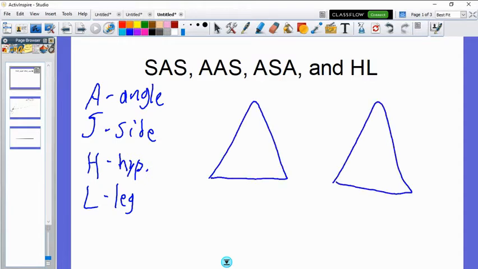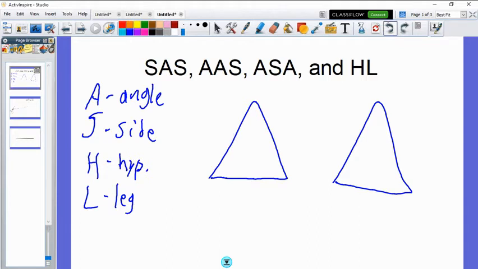So if you have two triangles and you know this side is the same, these angles are the same, and these sides are the same, that is enough. You do not need to know the rest of it, and you can already tell that these two triangles are congruent. Let's just do one more.